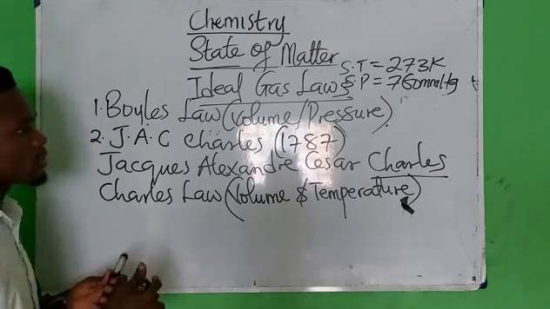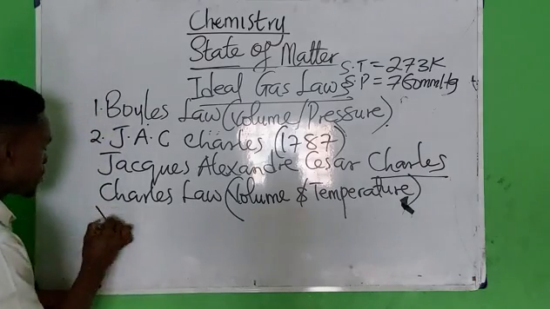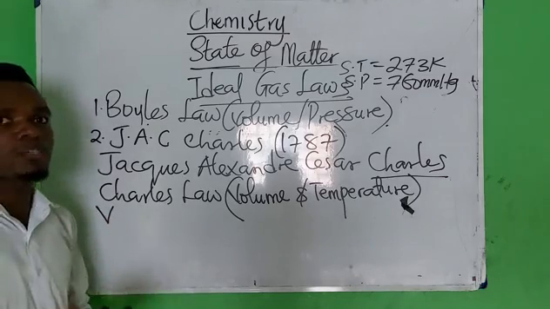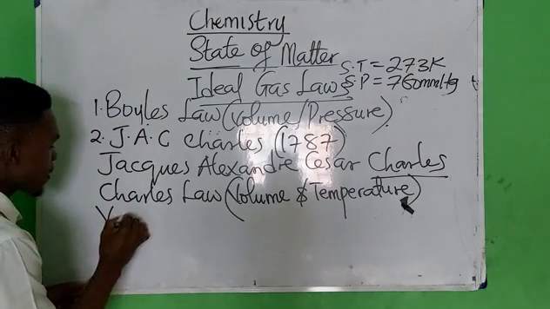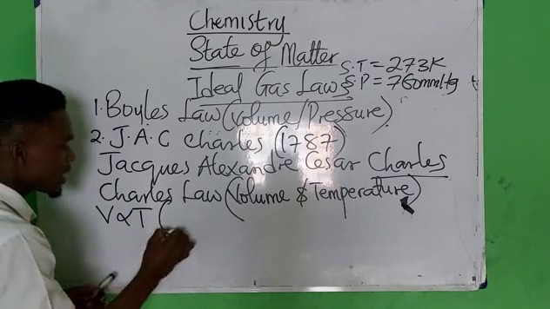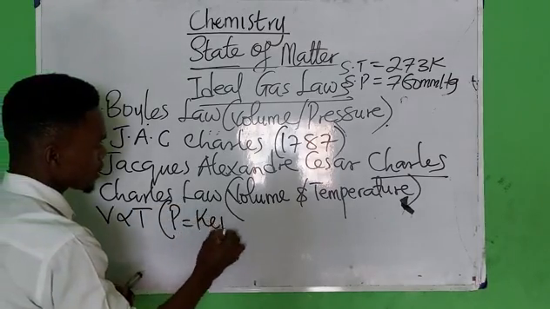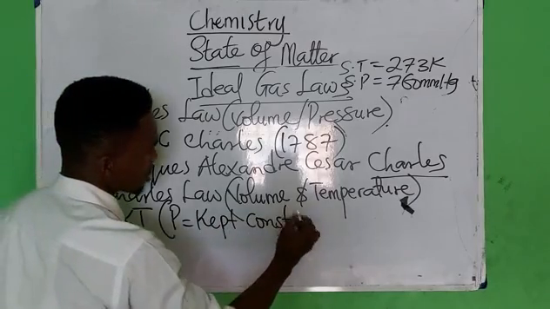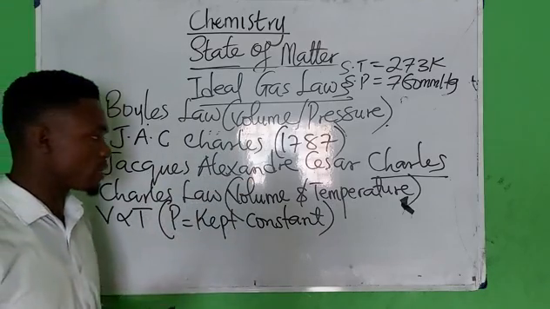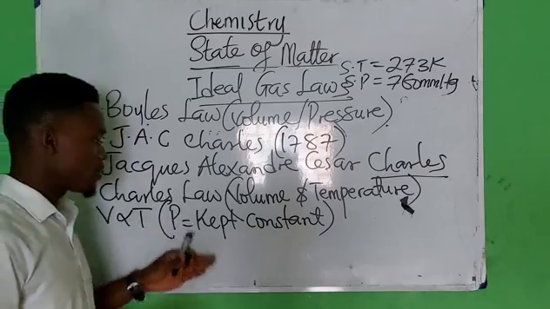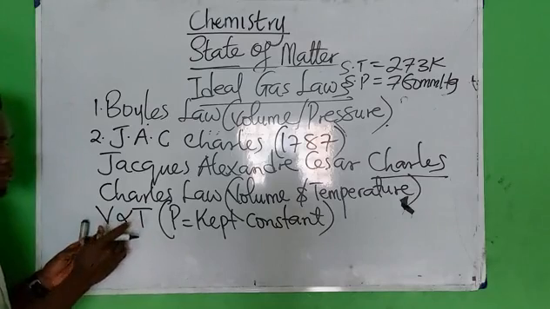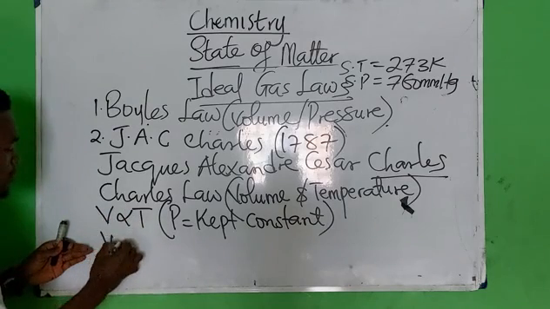Now, Charles' law states that the volume of a given mass of a gas is what? Directly proportional to its what? Temperature in Kelvin, provided that the pressure is kept constant. So which means that in Boyle's law, the temperature is kept constant, but in Charles' law, the pressure is kept constant.